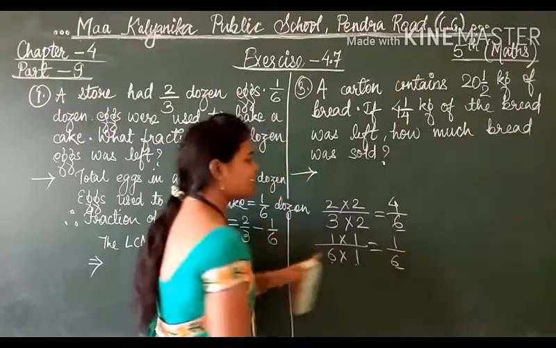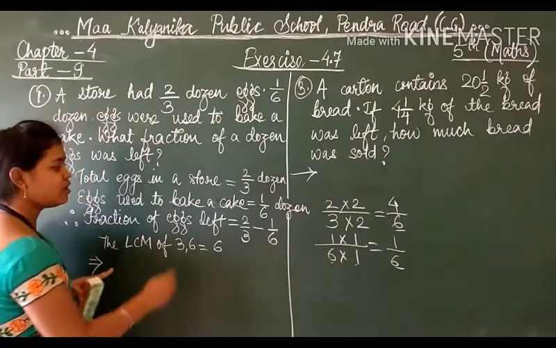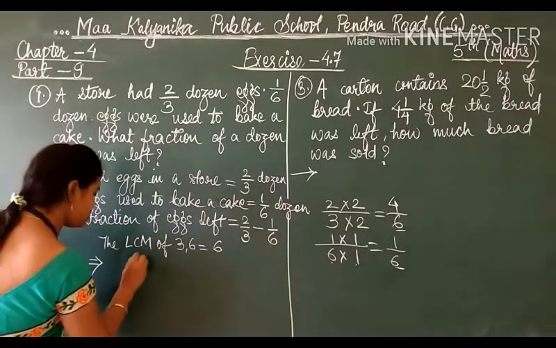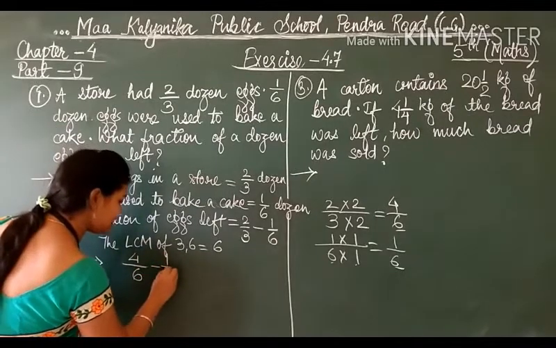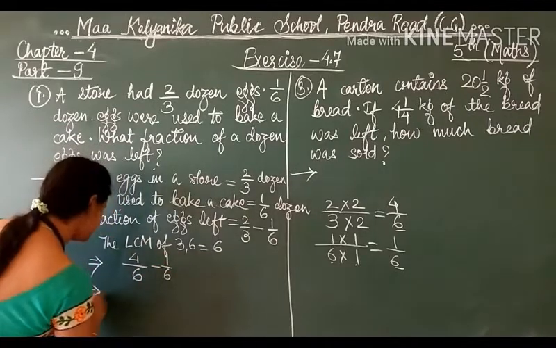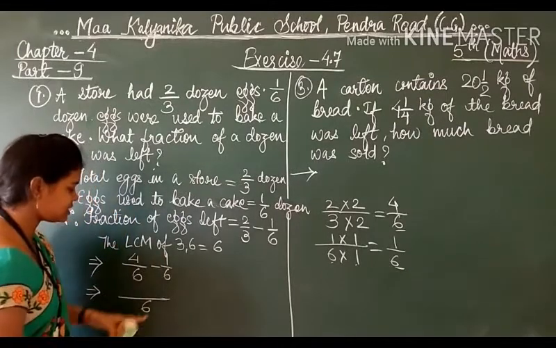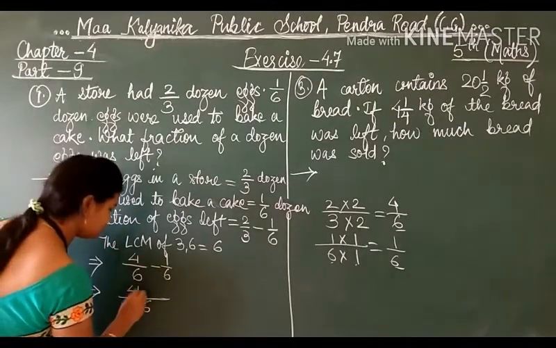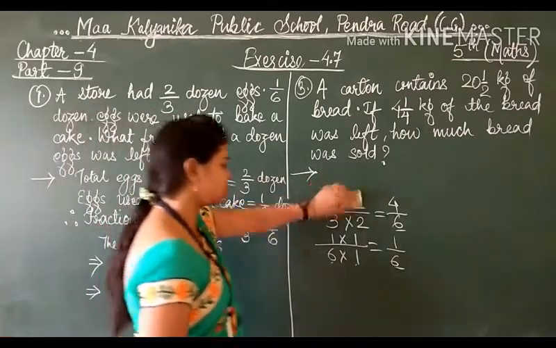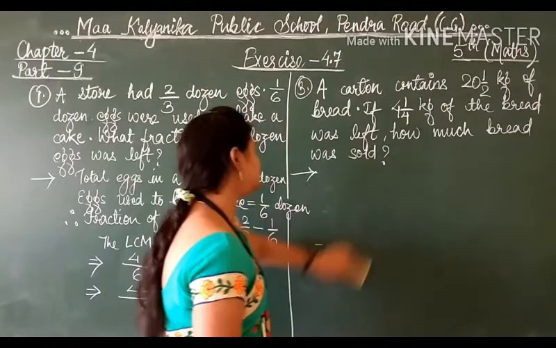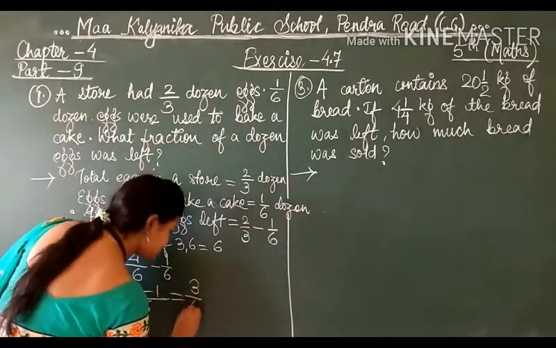So here see students, 6 is the denominator in both. It means the fractions are 2 by 3 is 4 by 6 and 1 by 6 will be as it is, 1 by 6. Now students see, 6 and 6 is there, just write down the common denominator 6, and 4 minus 1. So 4 minus 1 is how much students? You can solve this in rough. 4 minus 1 is 3, of course, 3 by 6.